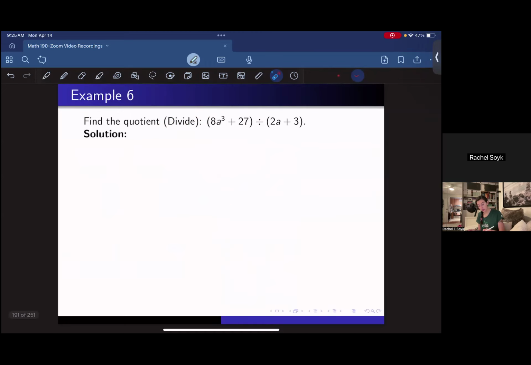Let's try another example together. We have 8a to the third plus 27. Ooh, did I do something wrong? You want to put it in descending order. So you're missing a few placeholders here. We have 0a to the second and a 0a.